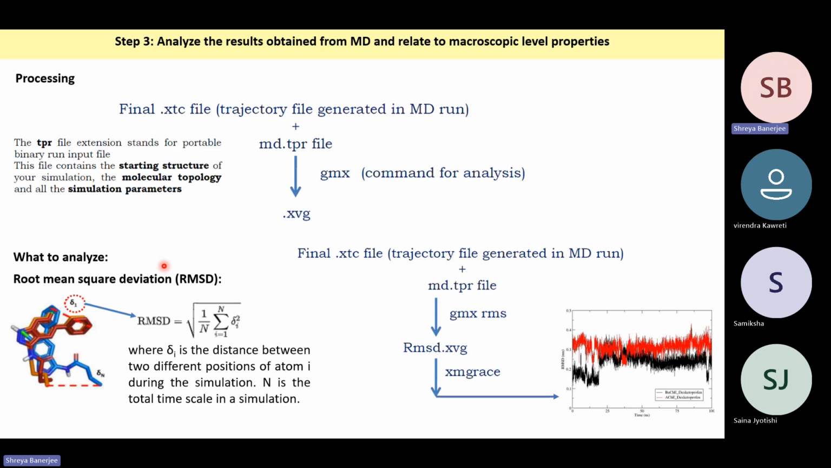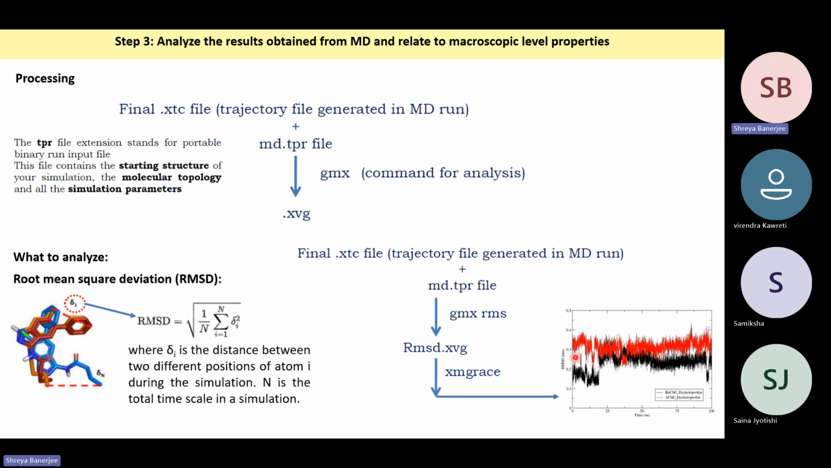And now we will look at the different things that can be calculated. One is the RMSD. RMSD can be calculated for each atom: delta I is the distance between 2 different positions of the atom I. If you have n structures, you will have n values of delta I. If you divide that by n and take the root, that is the root mean square deviation of that particular atom. So that can be plotted with time.